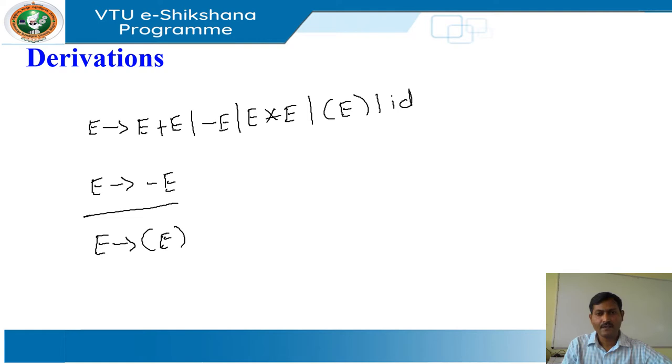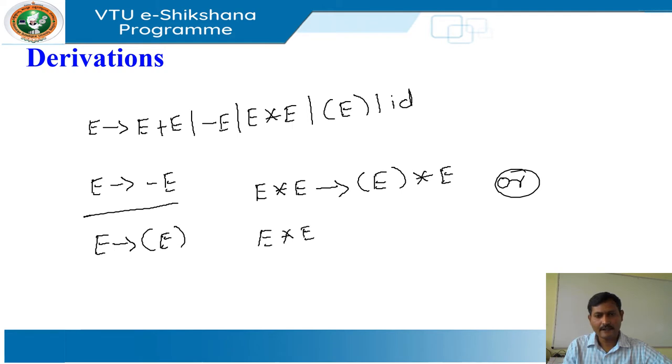For example, E star E derives parenthesized E star E, or E star E derives E star parenthesized E. We can take a single E and repeatedly apply productions in any order to get a sequence of replacements.